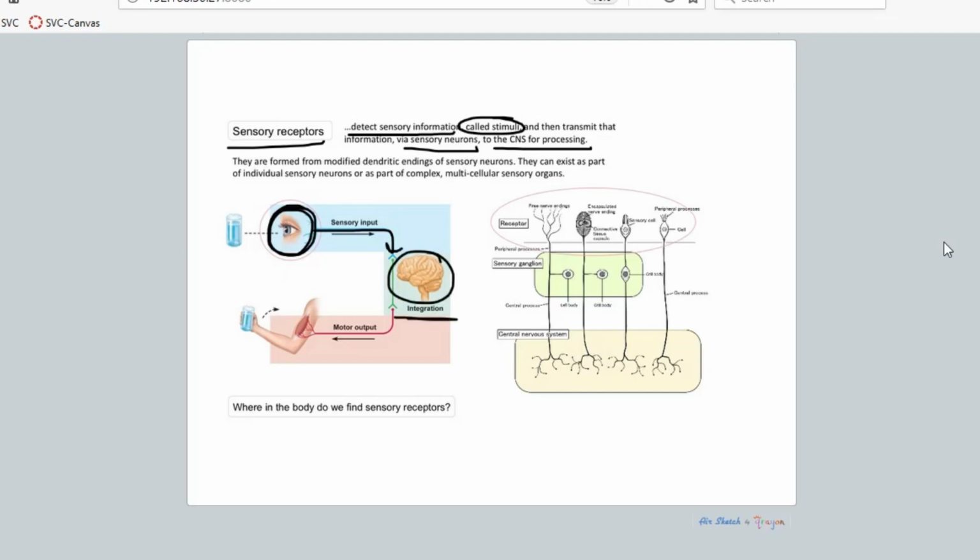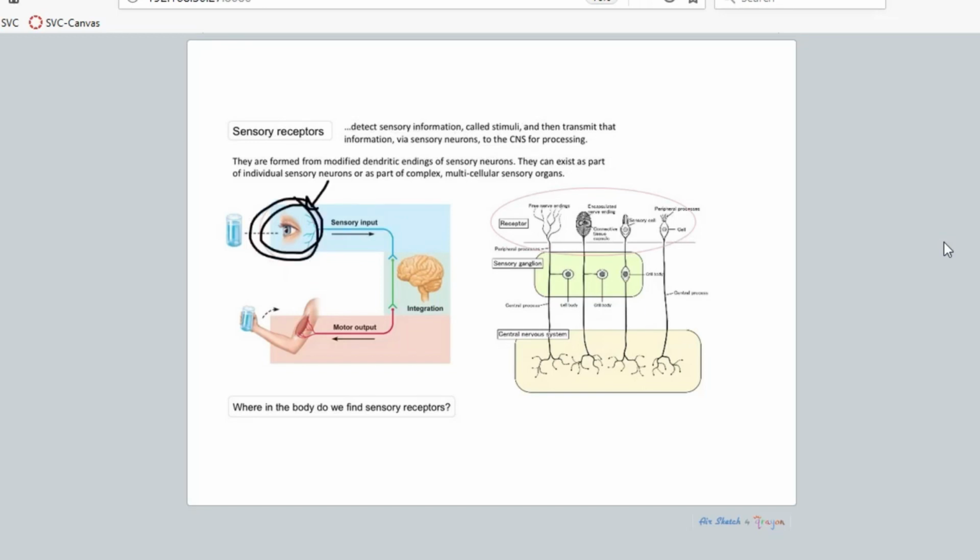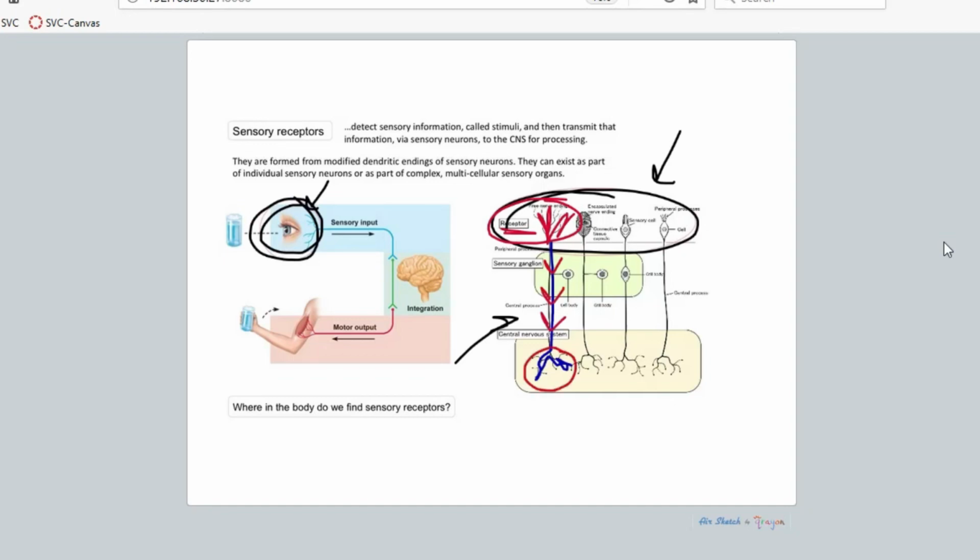nervous system for integration. Now, sensory receptors and sensory neurons can be part of large, complex sensory organs such as the eye, but a lot of the time, and especially in the skin, these sensory receptors are modified dendritic endings. So these are all sensory neurons here. This is a sensory neuron. And this is the receptive region up there. These are modified dendritic regions, and that's the actual sensory receptor. And then after that information is detected, it's sent down the sensory neuron toward the axon terminal.